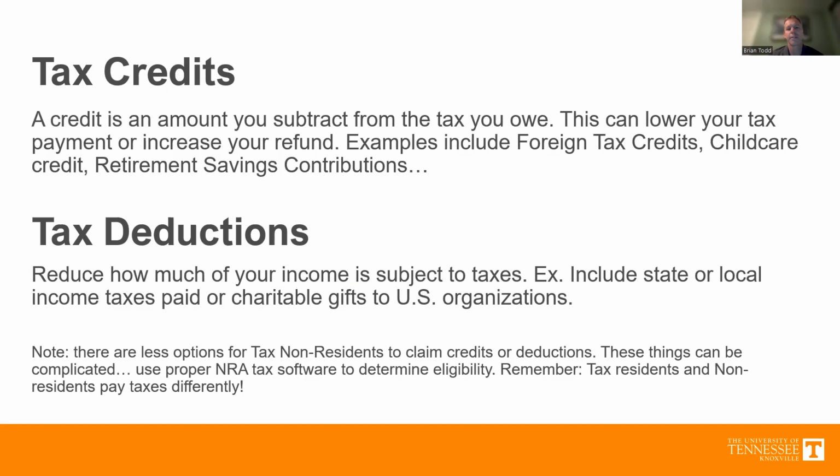Tax credits and deductions. Tax credit, this is something that you would come across as you're actually filing tax forms. A tax credit is an amount you subtract from the tax you owe. It can lower your tax payment or increase your refund. A tax deduction reduces how much of your income is subject to taxes. So the important thing on these is that there are fewer options for tax non-residents to claim credits or deductions. And these things can be very complicated. So you need to use the proper tax software to determine if you're eligible.